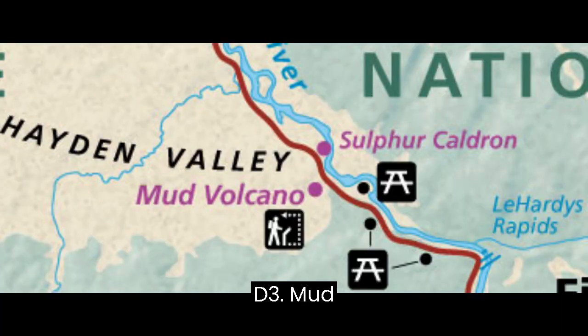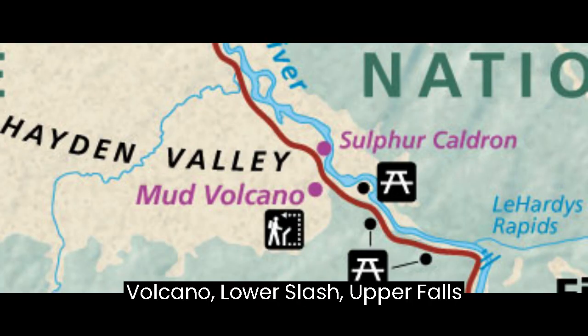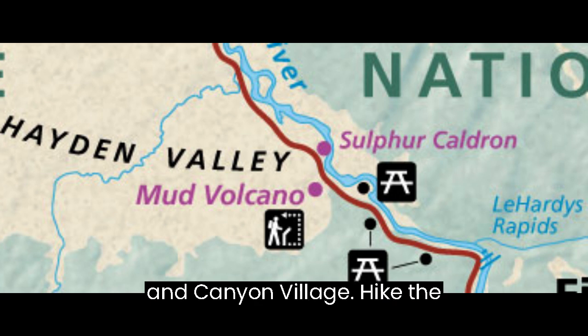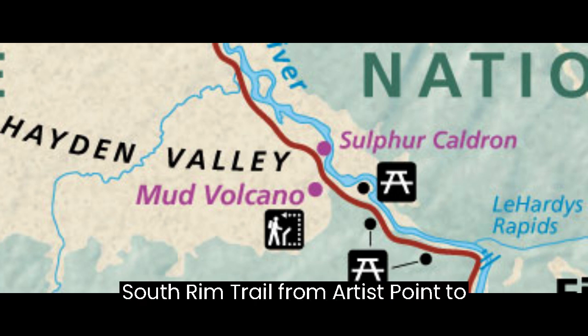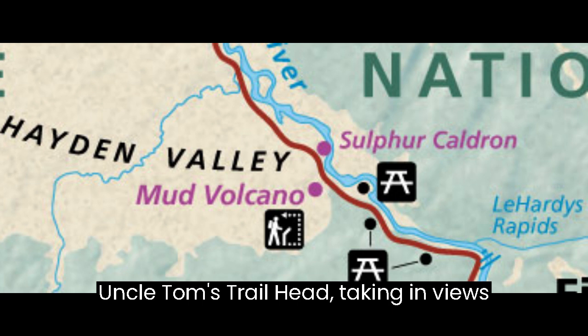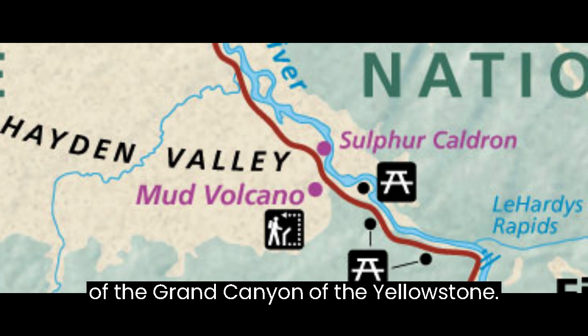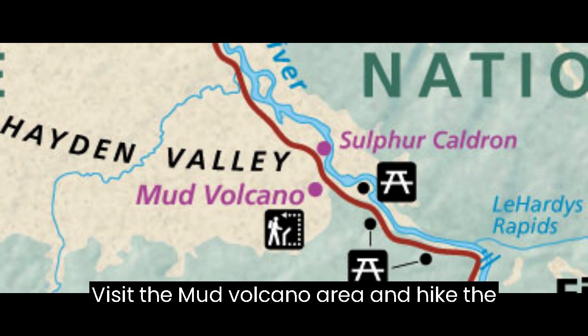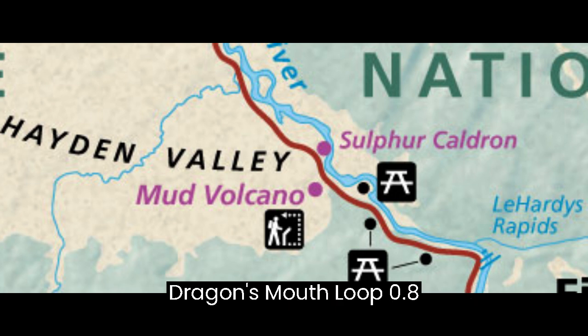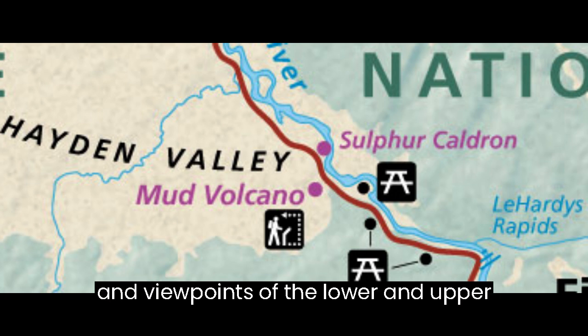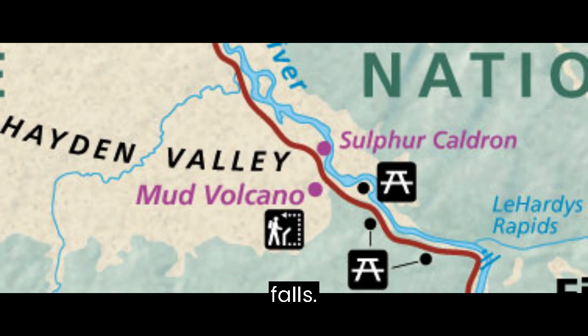Day 3. Mud Volcano, Lower/Upper Falls, and Canyon Village. Hike the South Rim Trail from Artist Point to Uncle Tom's Trailhead, taking in views of the Grand Canyon of the Yellowstone. Visit the Mud Volcano area and hike the Dragon's Mouth Loop, 0.8 miles. Enjoy the overlooks and viewpoints of the Lower and Upper Falls.